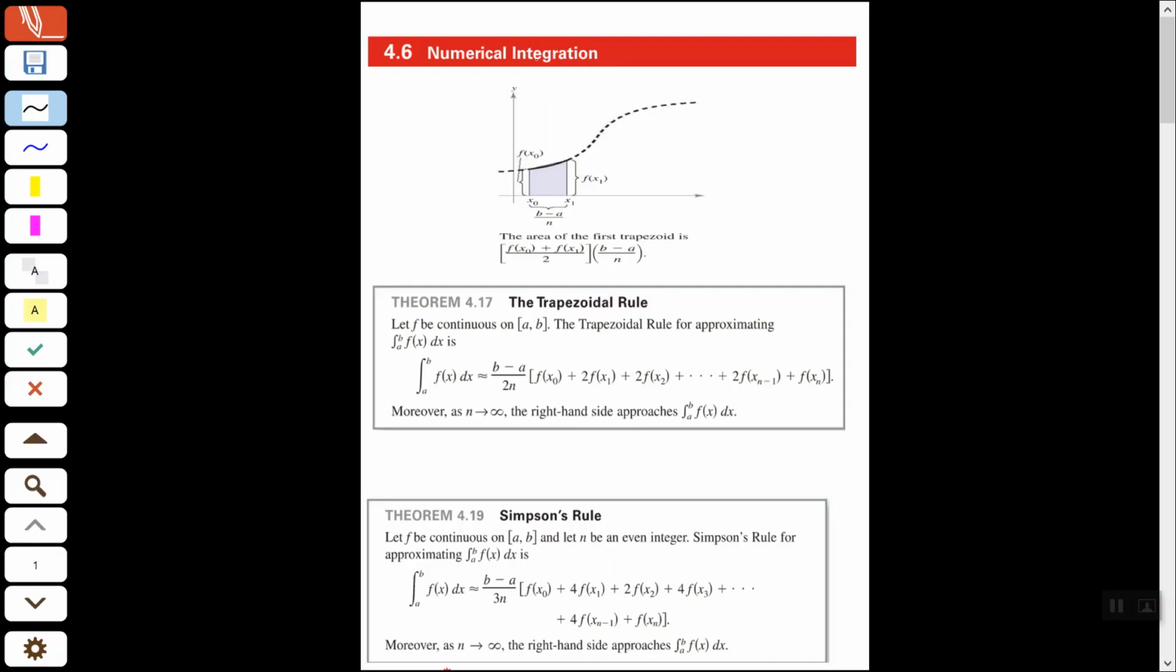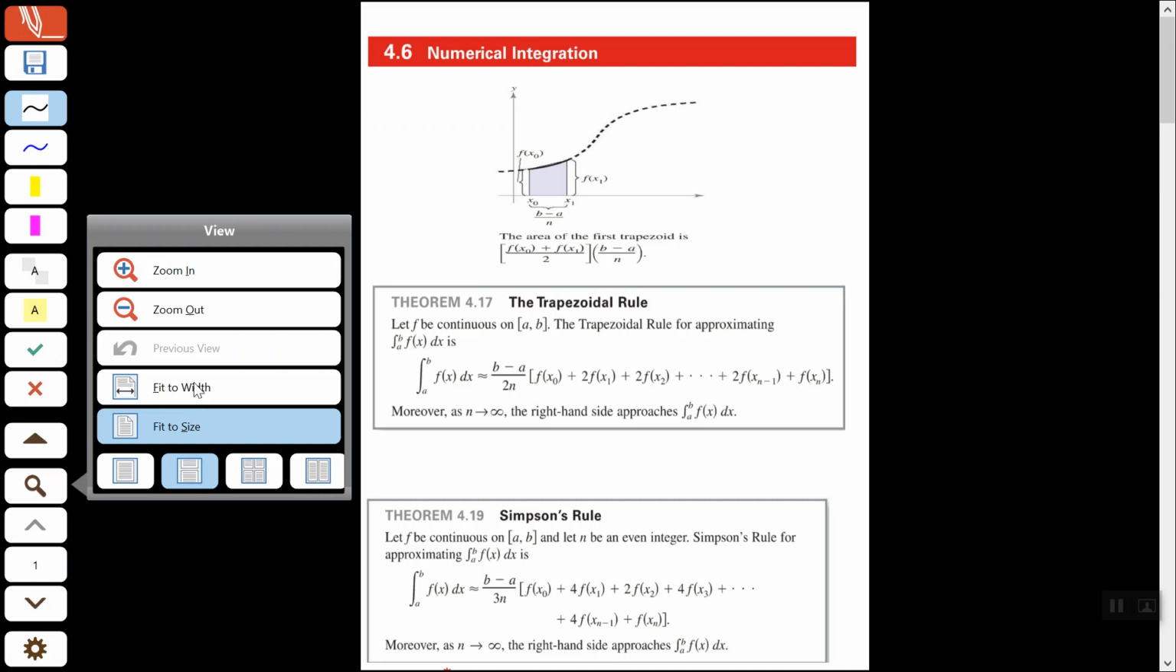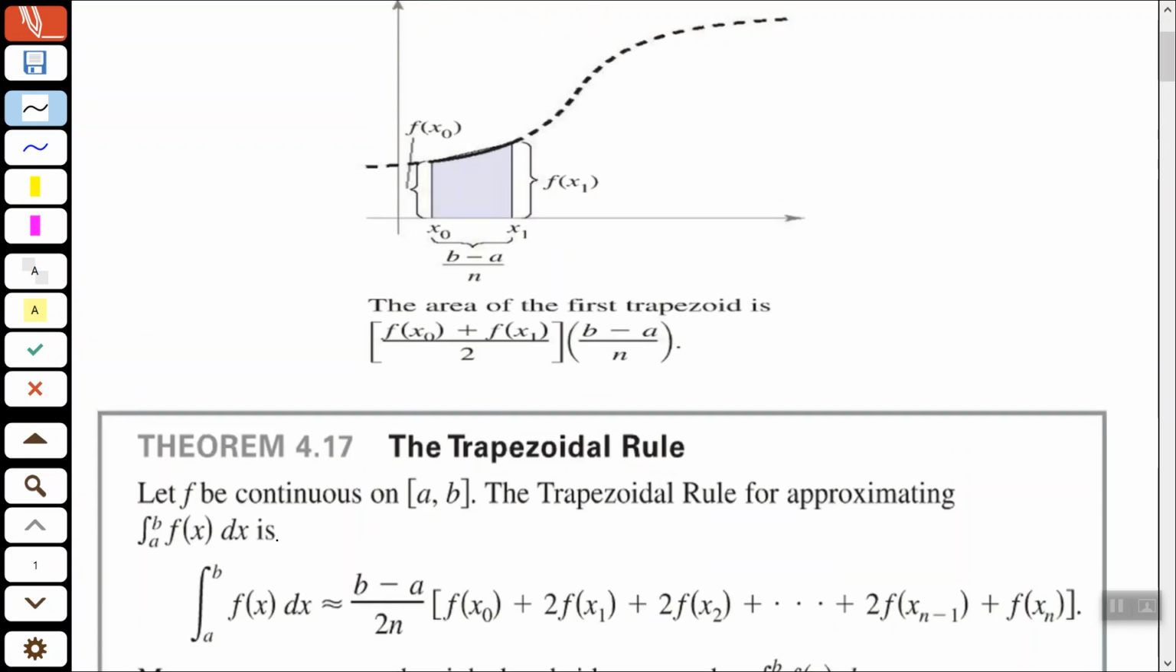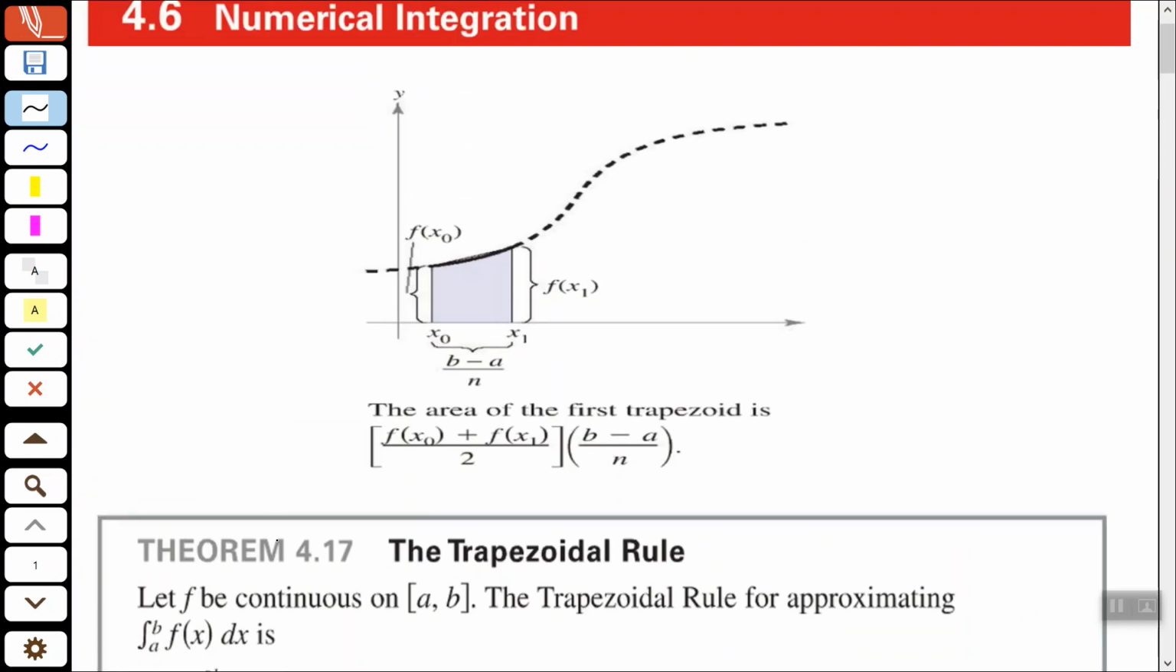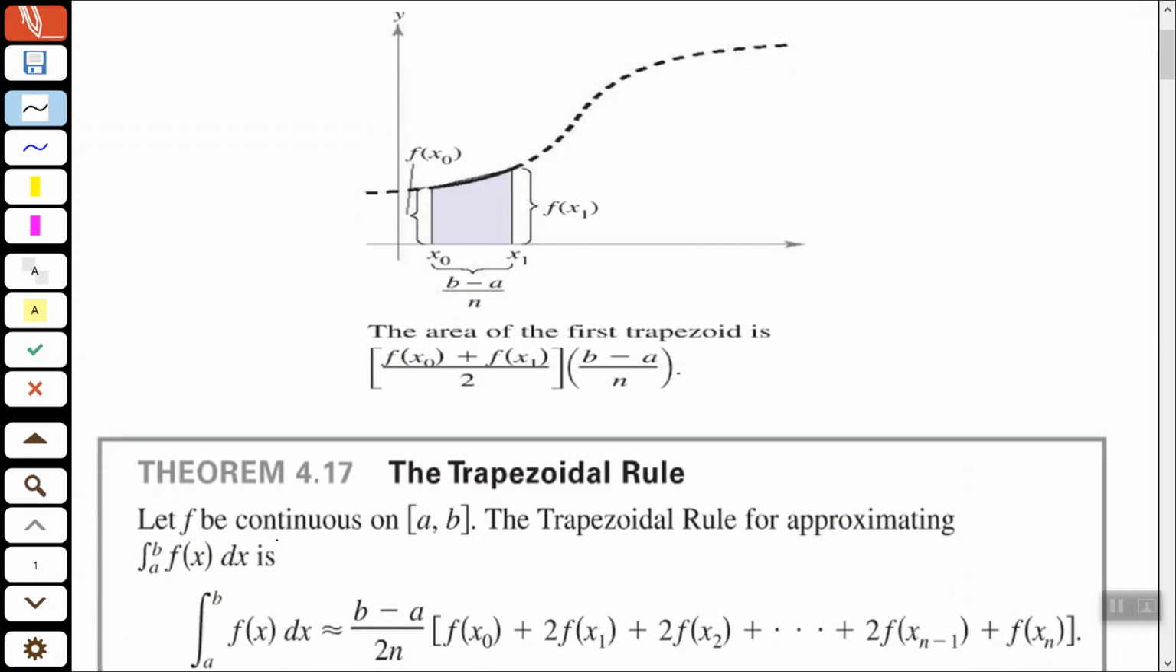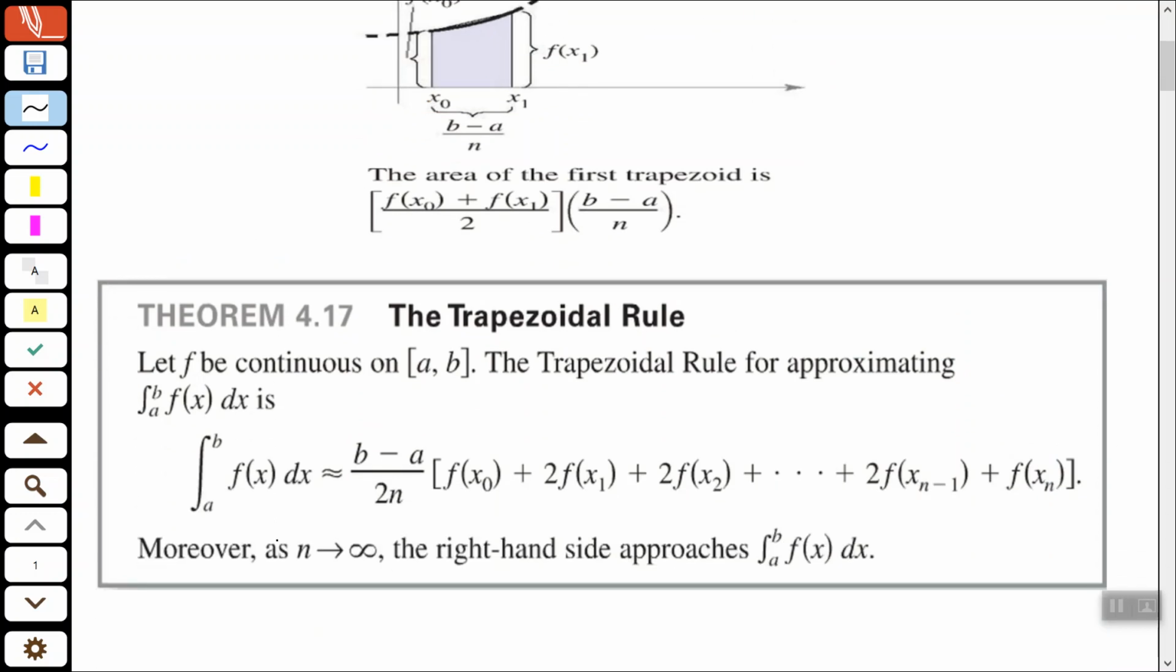So we're going to look at a couple of example problems here. Looking at numerical integration and the formula that we're going to use, we're still looking for the length times width of rectangles, sorry. So the first formula we're going to use is the trapezoidal rule.